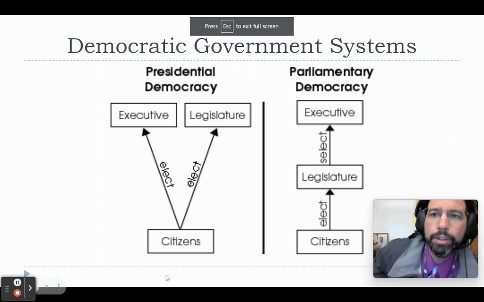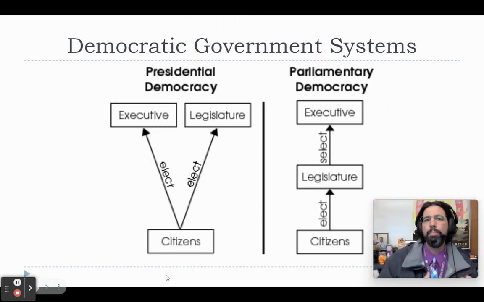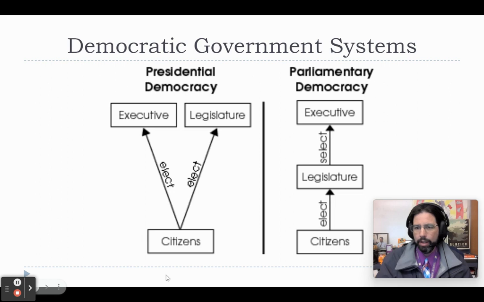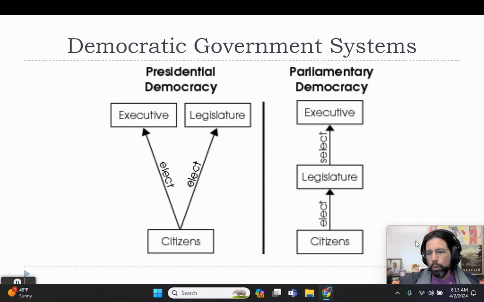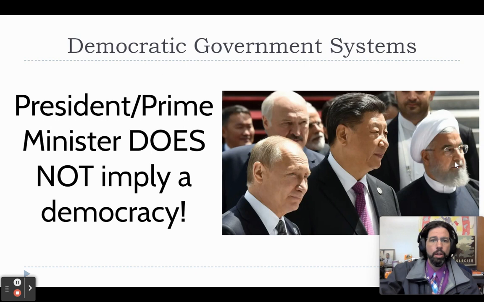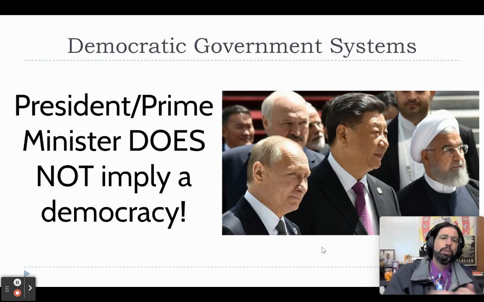Okay, ladies and gentlemen, let's talk about the different types of democratic government systems. We have the presidential democratic system and a parliamentary style democratic system, and we're going to have to know both for the AP exam. Let's first of all understand that just because a country has a president or a prime minister does not imply that there is a democracy.